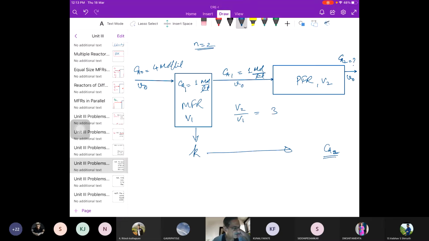What is the value of K, Dikshita? 3 V naught by V1. Excellent. Same thing you're getting? Yes, sir. Good. Excellent. It's very straightforward. Mixed flow reactor is very simple always.